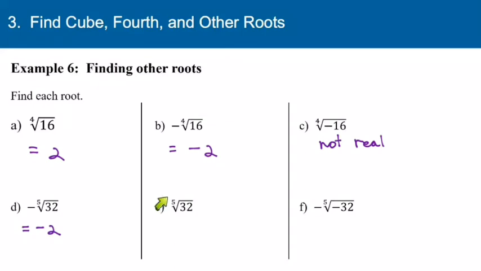And then on part C, the fifth root of 32 is just 2. This one didn't have a negative. And then on part F, we have the negative fifth root of negative 32. Now this is an odd root, so we are going to be able to get a real number. If the fifth root of 32 is 2, then the fifth root of negative 32 is negative 2. So we are going to have negative 2, in other words, positive 2.